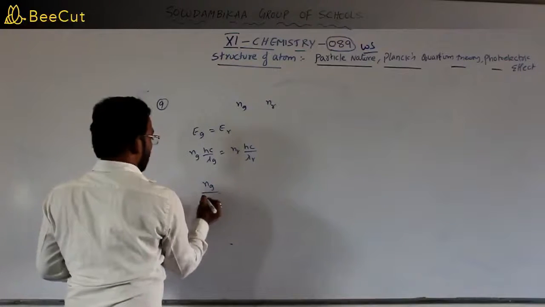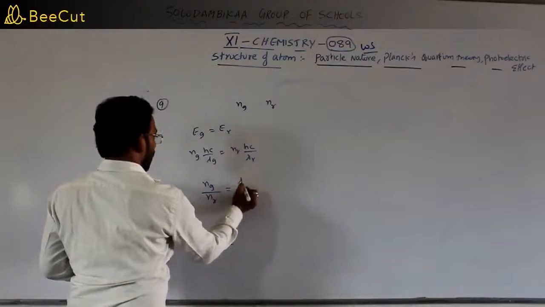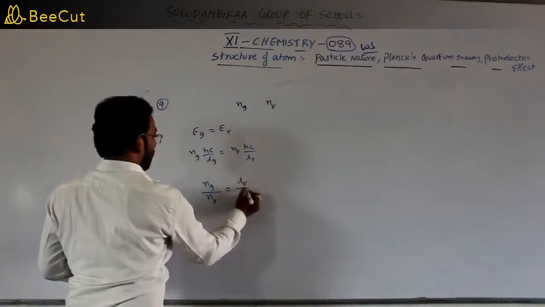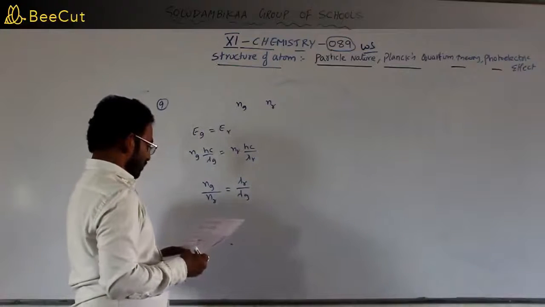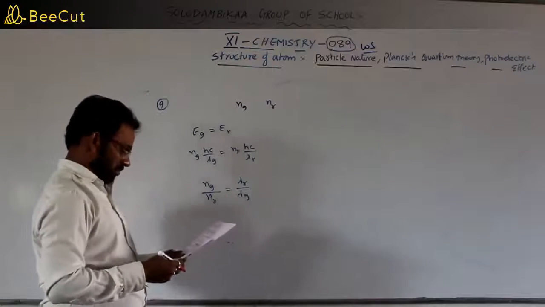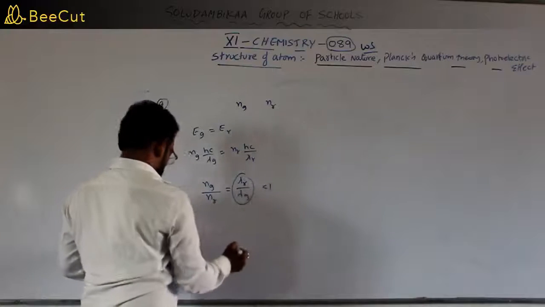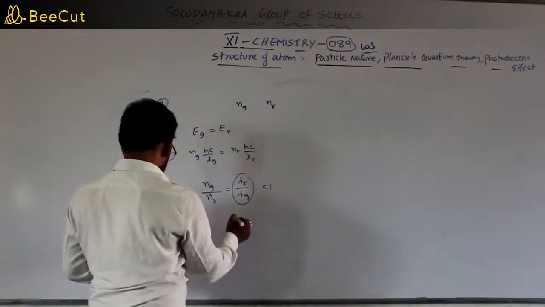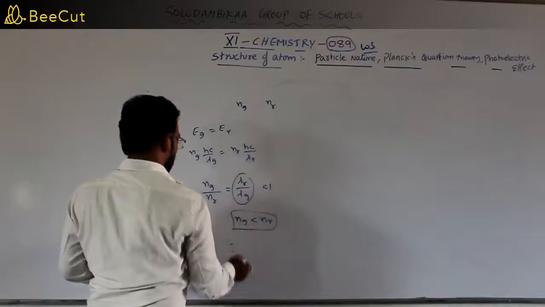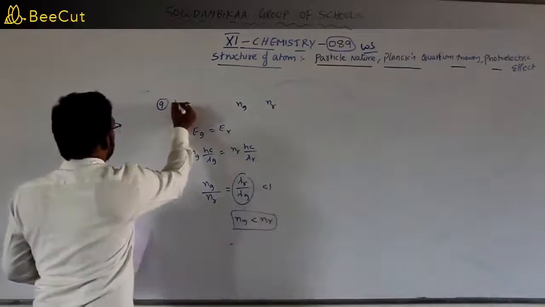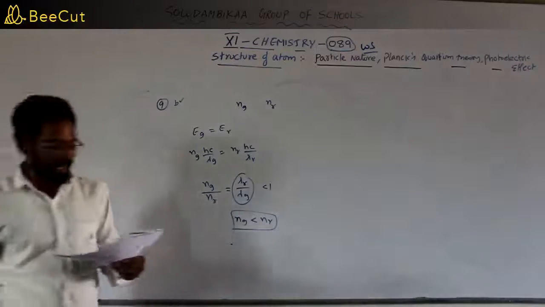Now what parameters can we get? The number of photons emitted in the green bulb by the number of photons emitted in the red bulb is inversely proportional to the wavelength. Now what is given? This fraction is given, less than 1. So we can write Ng is less than Nr. So which option is correct? B option is correct for question number 9.